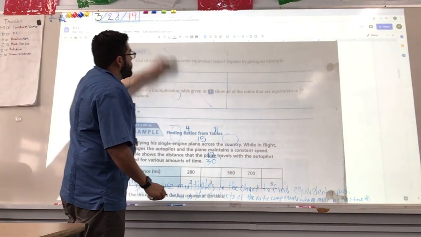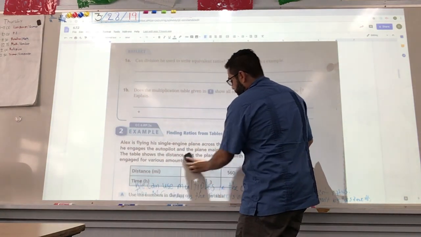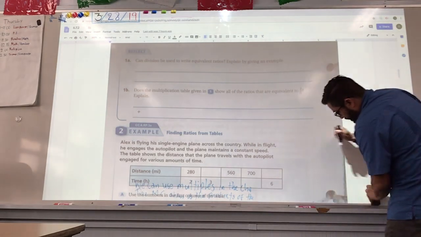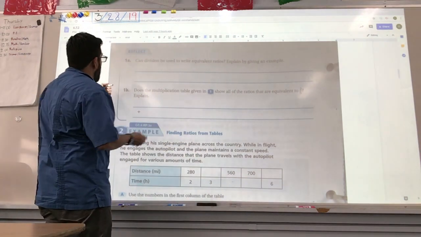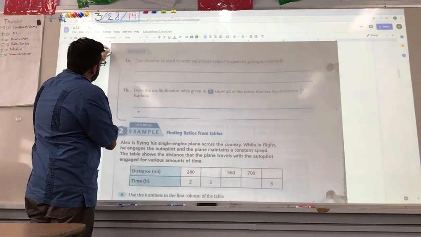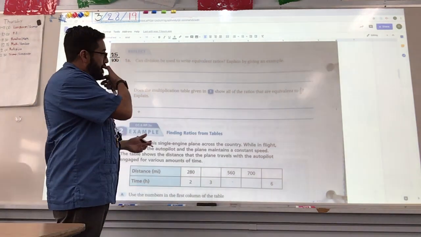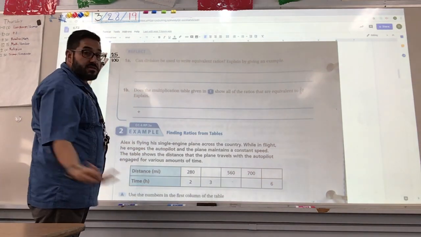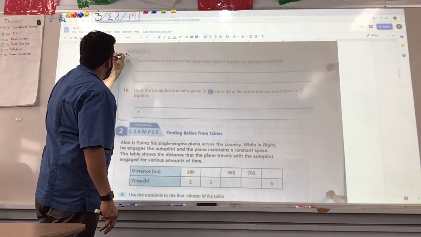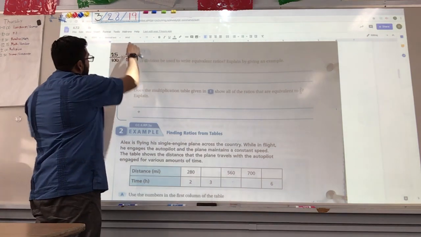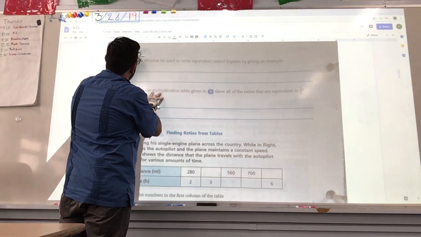Can division be used to write equivalent ratios? Well, if multiplication can be used, can we use the opposite of multiplication to find equivalent ratios? Well, in case you're not sure, take the idea of 25/100ths. 25/100ths is a huge number, okay? I can divide both of those numbers by 5. I know 25 can be divided by 5. So I'm going to divide by 5 and by 5. 25 divided by 5 is 5. 100 divided by 5 is 20.